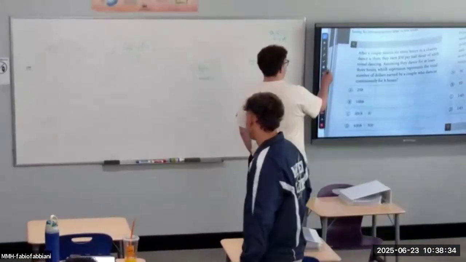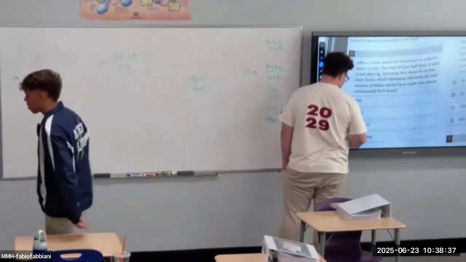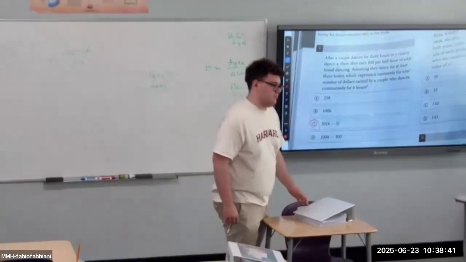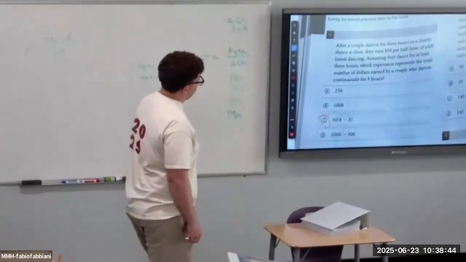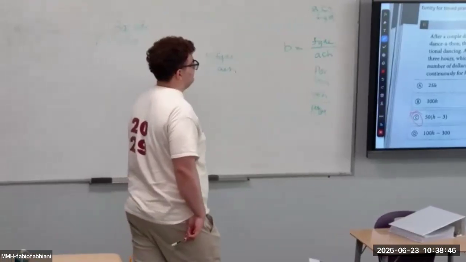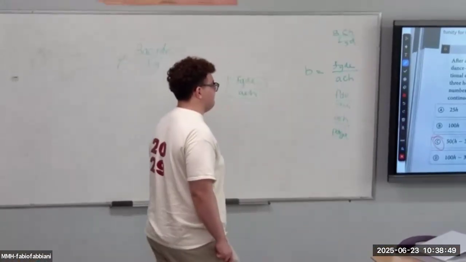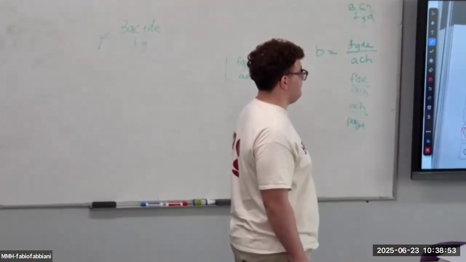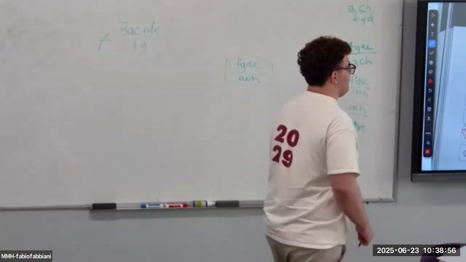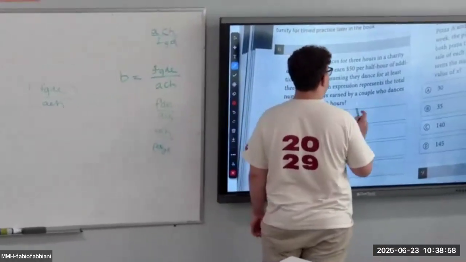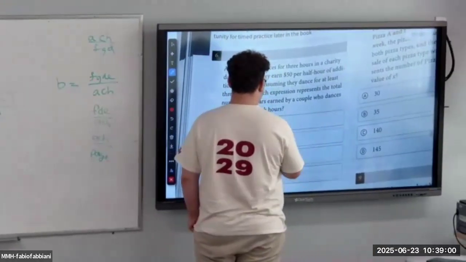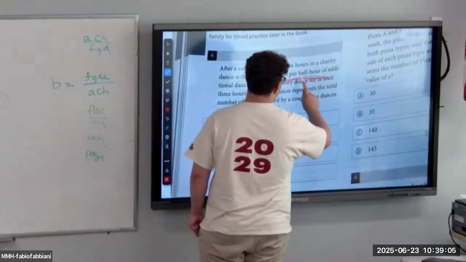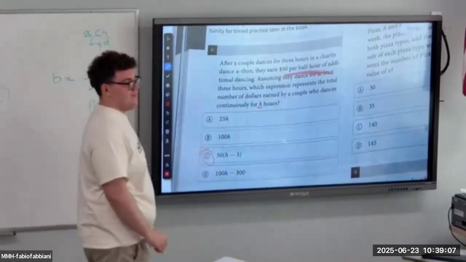C? Why is it C? Because you have to take off the first 3 hours because they're dancing for free. Okay, but where does it say that? Well, that's fine, but read this carefully. For half hour, so 100.